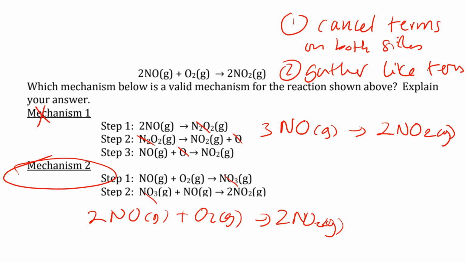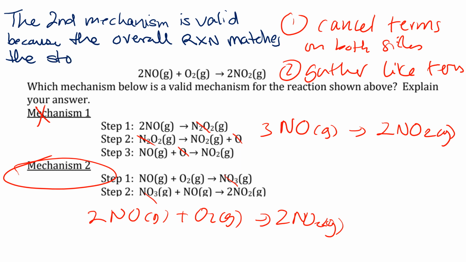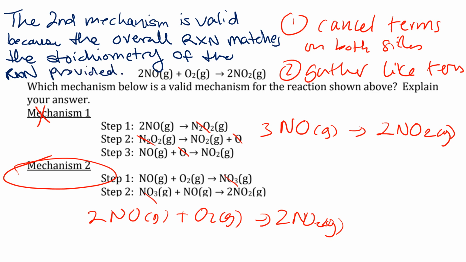The second mechanism is valid. That's what it's asking. So you need to say it. You need to address what it is that they're trying. If you just solve it, that's not explaining it. So the second mechanism is valid because the overall reaction matches the stoichiometry of the reaction provided. That's kind of the best way to explain what it is we're trying to say.